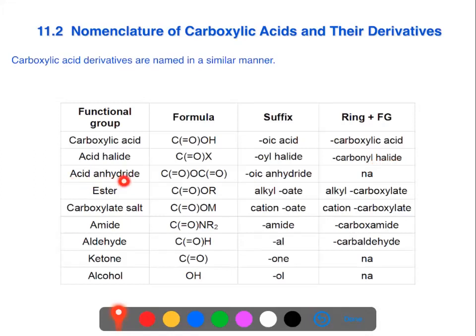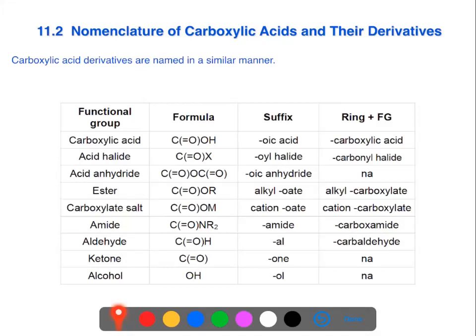For acid anhydrides, we're going to identify the acids from which it came. And so if it's a symmetrical acid anhydride, meaning let's say there's 2 carbons on either side, then we would refer to that as an ethanoic anhydride. But as we'll see in a future example, if we had unsymmetrical anhydrides, we would name the 2 acid components. So if it was a 2 carbon and a 3, that would be an ethanoic propanoic anhydride. We're not going to see ring systems associated with acid anhydrides, so that's not applicable.